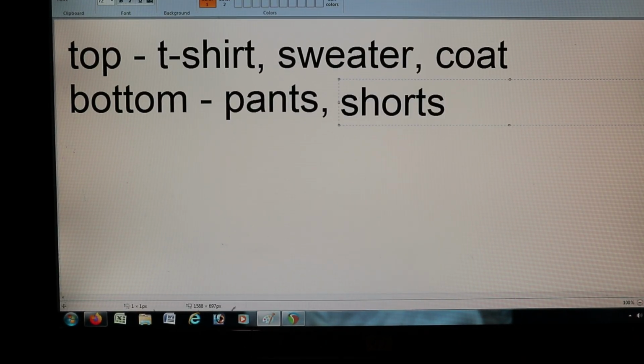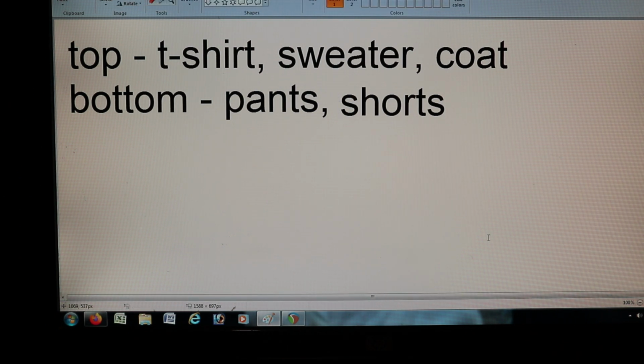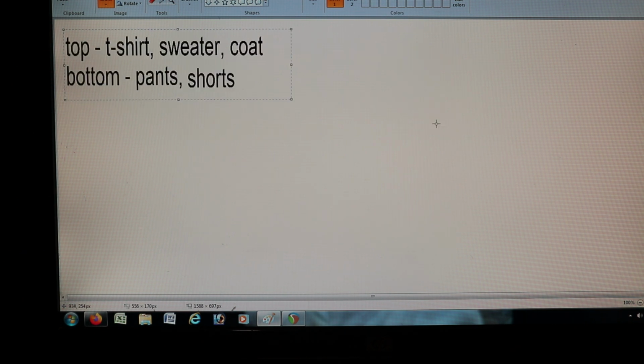All right, let's try that again. So for tops, you could have a t-shirt, a sweater, or a coat. For a bottom, you could have pants or shorts. So what I'm asking you is, how many possible combinations are there with all these different kinds of clothing? Okay, and then we'll get into some probabilities of what people might wear.